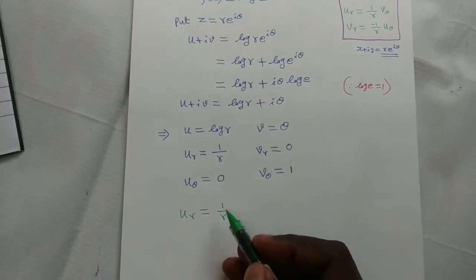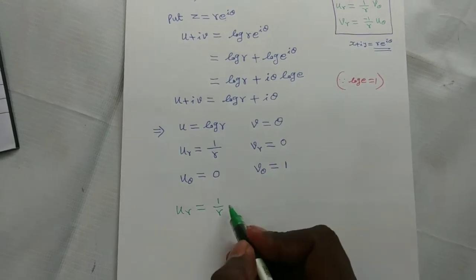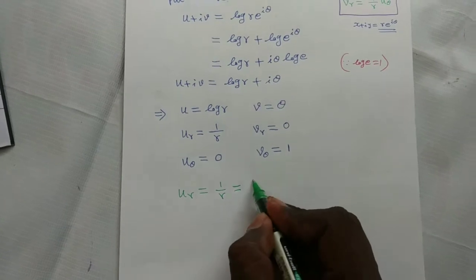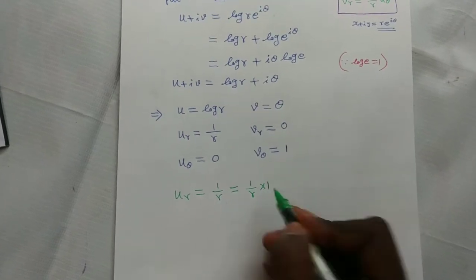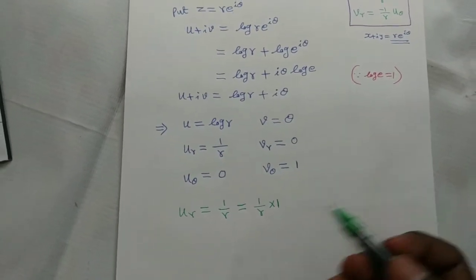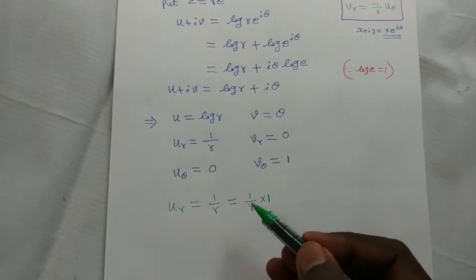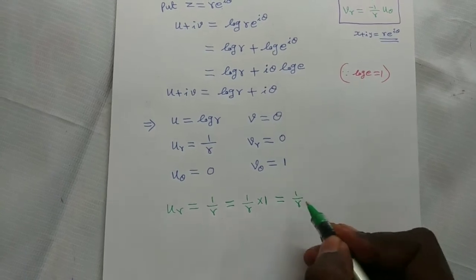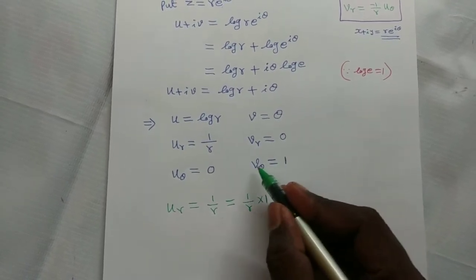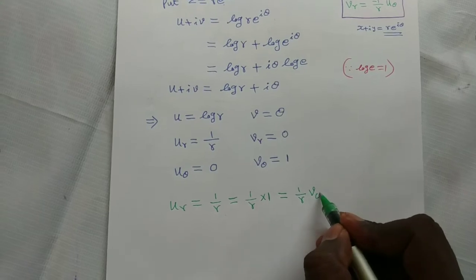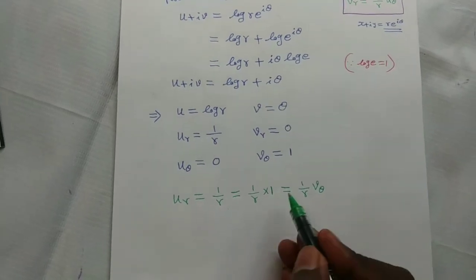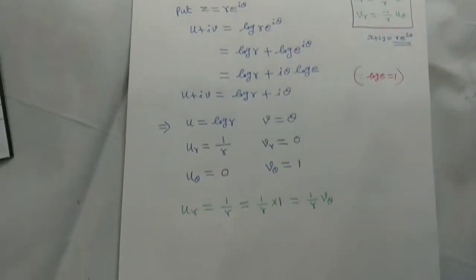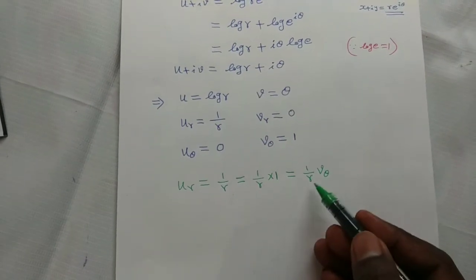Every 1 by r, the term can be written as multiple of 1. So this term can be written as 1 by r into 1. Are you clear? Any number can be written as multiple of 1. Similarly, this 1 by r I can write into 1. But you see 1 by r, 1. This 1, what is 1? 1 is v theta. So you see ur is equal to 1 by r v theta. So first equation is verified. Ur equal to 1 by r v theta.